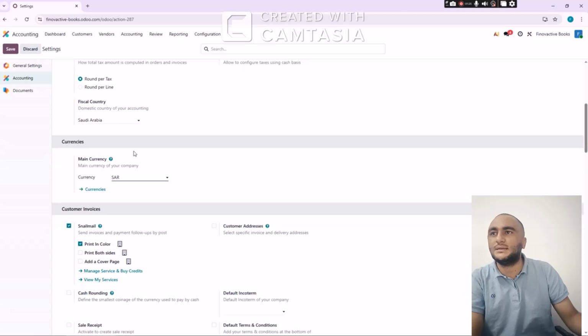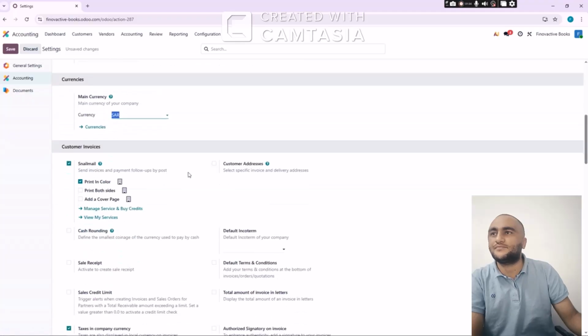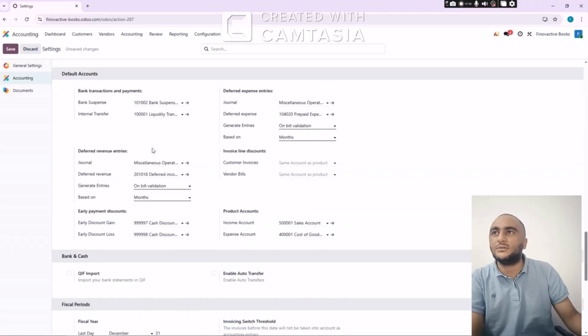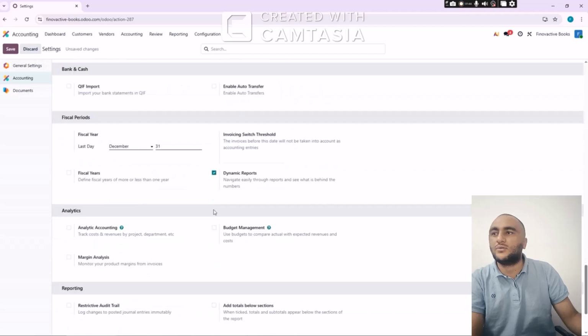Here you have currency. For the currency of the company you are dealing with, you have to select the currency here. So it's nothing more to do. Here you can see the accounts linking, which bank suspense is linked to this account, internal transfer to this account, but nothing more to do here.